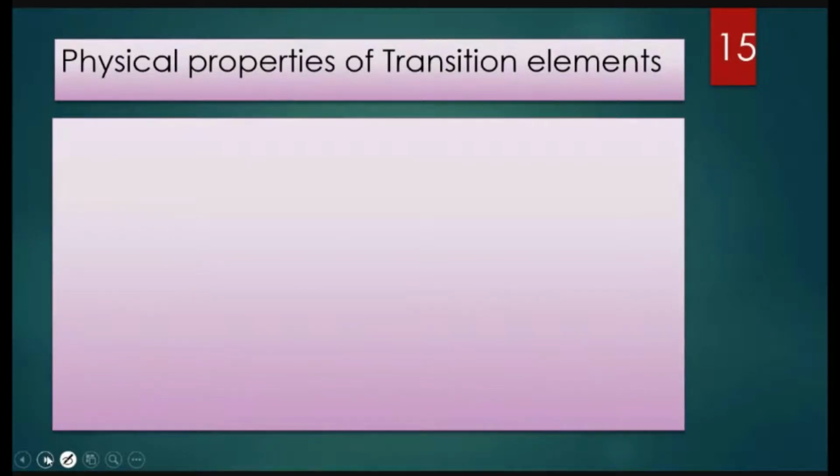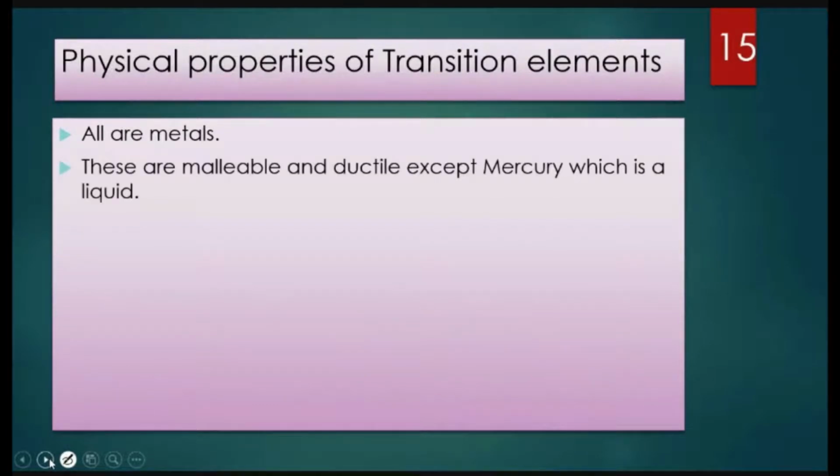See, all these elements which are included in the d-block are metallic in nature. That means the first property says that all are metals. All the d-block elements are metallic in nature. These are malleable and ductile, except mercury, which is a liquid. So these metals can be made into sheets and wires. That's what the meaning is.